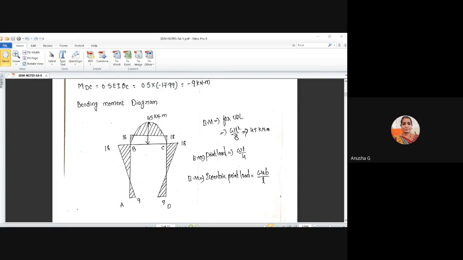Similarly, MCB is also 18. For a UDL, you will get this rectangular bending moment diagram, the fixed end moment diagram. And for this column, there is no load acting. For this, you can get the slope here. Then similarly, you have to draw the bending moment diagram here for the normal fixed end moments, and simultaneously the maximum bending moment diagram also. This is our main step.